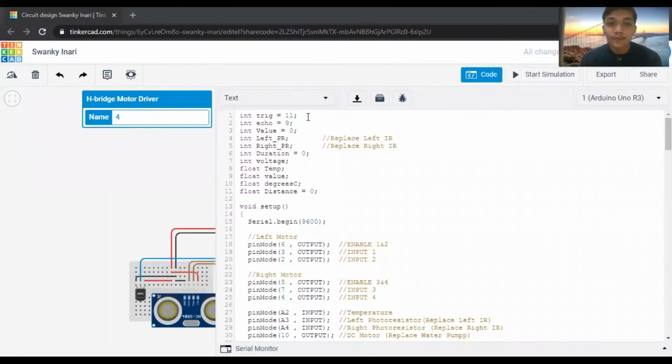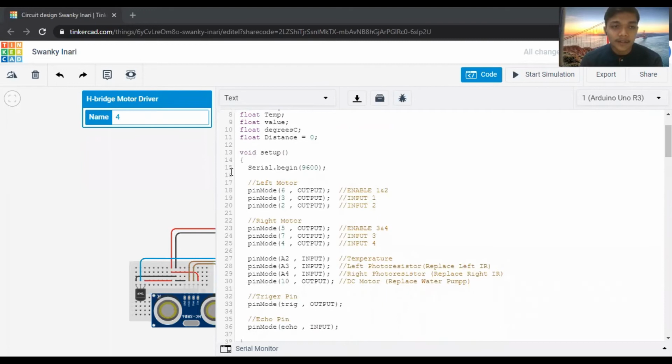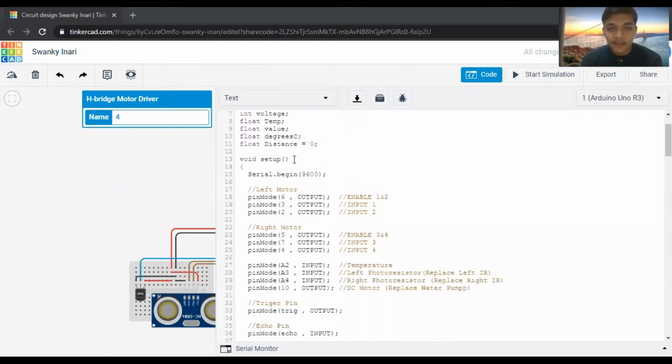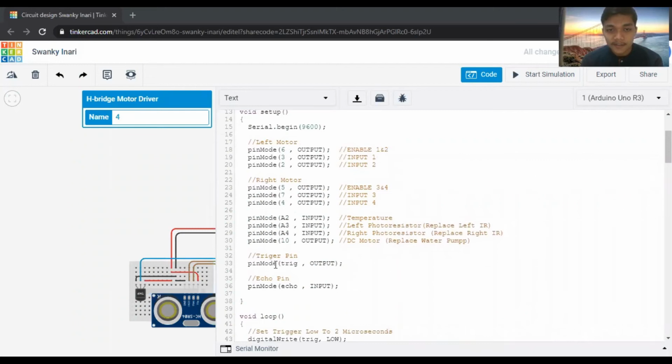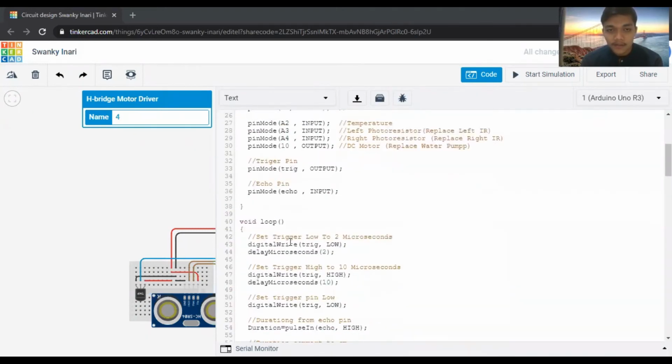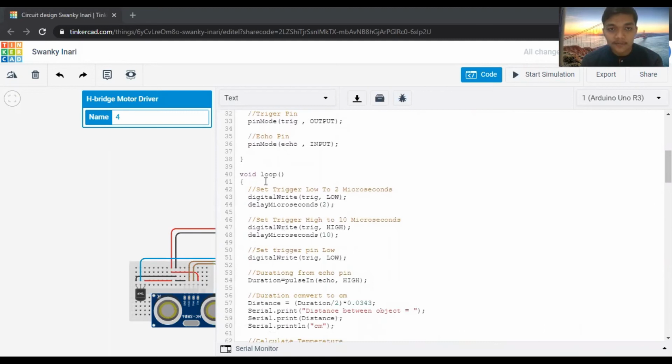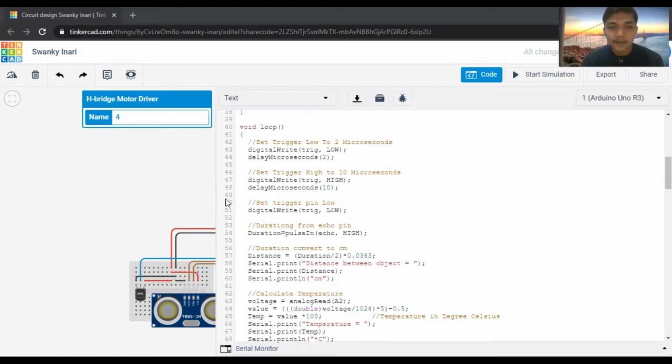Okay, for the coding, from line 1 to 11, we declare the variables that we are using in this coding. Next, we are using the void setup command, and then the serial begin. Next is to declare all the pins that we are using. Next, using the void loop. By using this void loop, we are able to state the conditions and the functions for the robot. This is for the ultrasonic sensor.